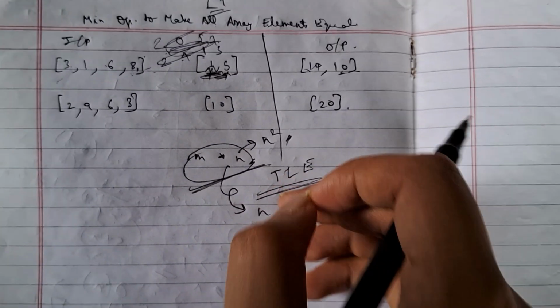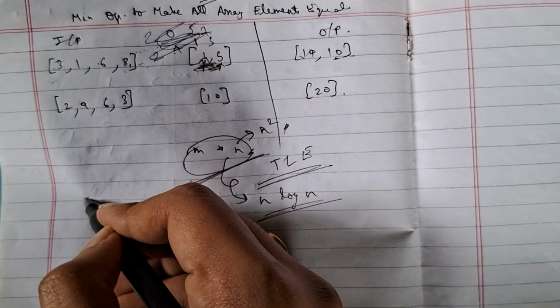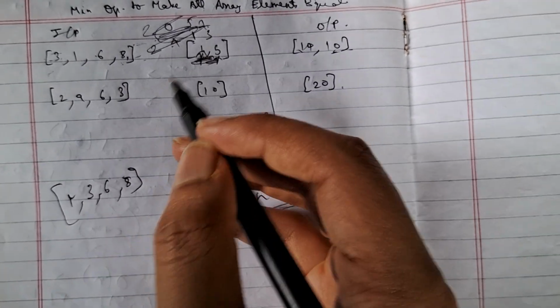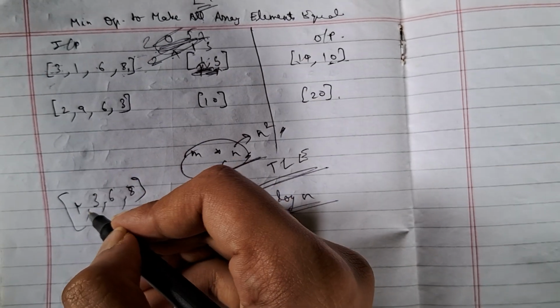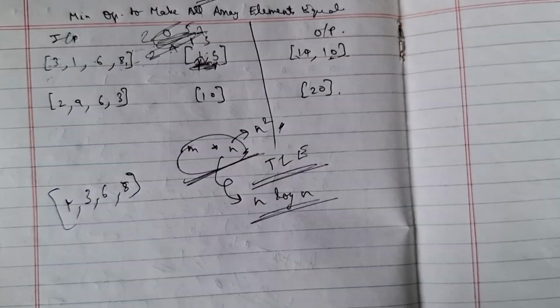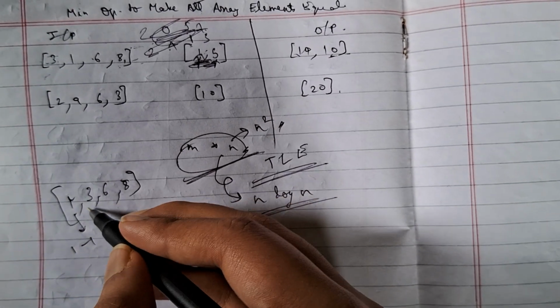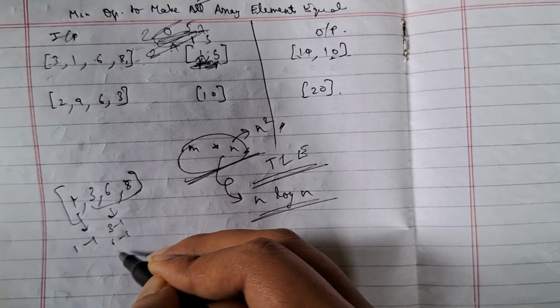So how can we do it? We can first of all sort the whole array: 1, 3, 6, 8. Once you have sorted it, you can notice a pattern. For 1, only this element is 1 minus 1, and for all the rest of the elements it is 3 minus 1, or 6 minus 1, or 8 minus 1.